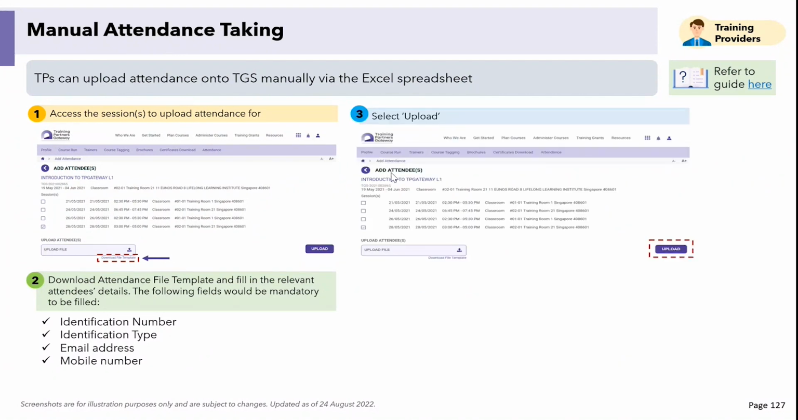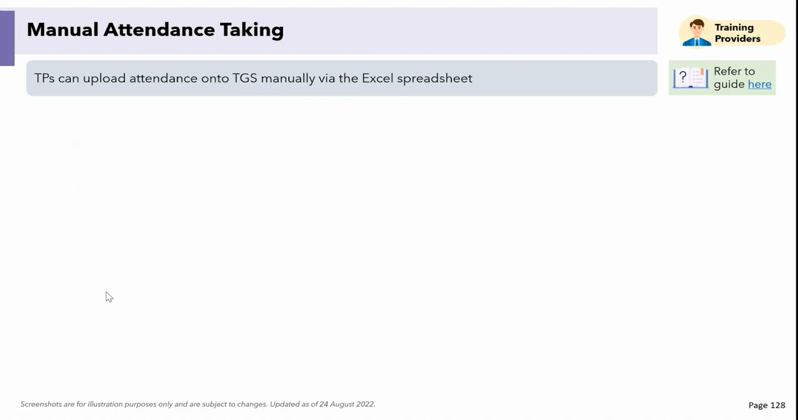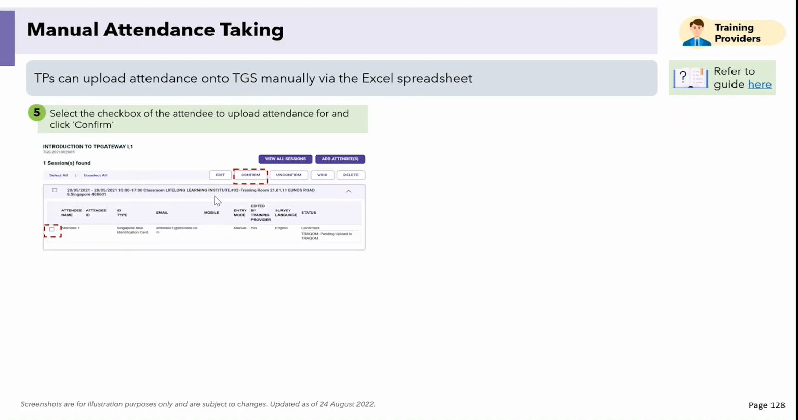So once this Excel file is filled up, upload the file over here and click Upload. After this, you will need to select all the relevant attendees again and then click Publish. Do note that at this point, the attendance is not confirmed yet, and there is still an additional step to confirm the attendance.